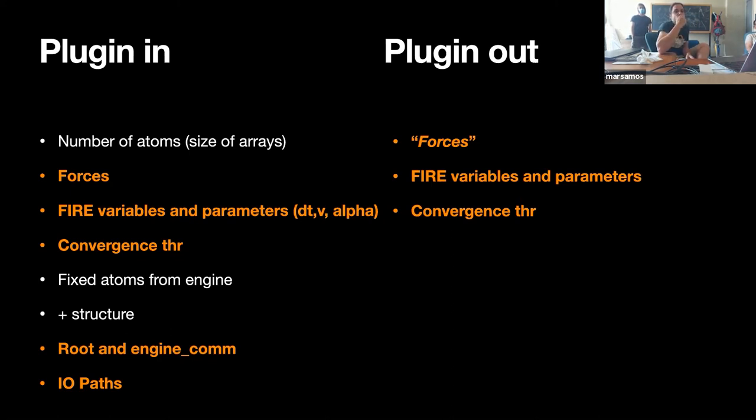In addition to this, a few technical things it needs: access to the parallelization info, because it only runs on one node, so it's not parallelized. And we also need to know the path of the current directory so that it's portable to many other systems. What it puts out is basically forces, in quotation marks here, which are not the right forces. They are forces modified so that the move corresponds to the ART algorithm. We also change some FIRE variables and parameters according to the current step in the algorithm. And as I already said, we lowered the convergence threshold a little bit to prevent the engine from thinking it should stop.